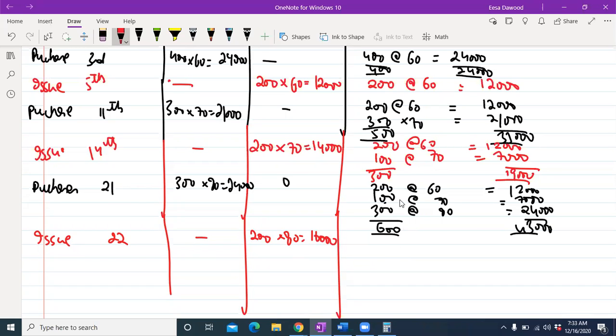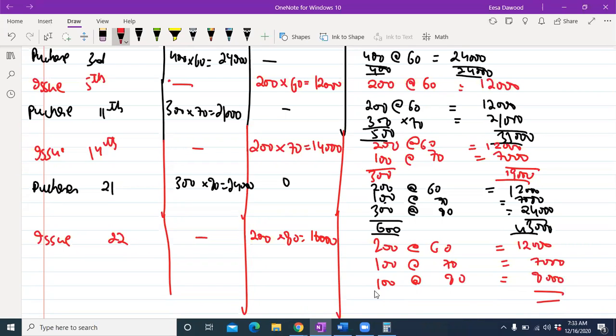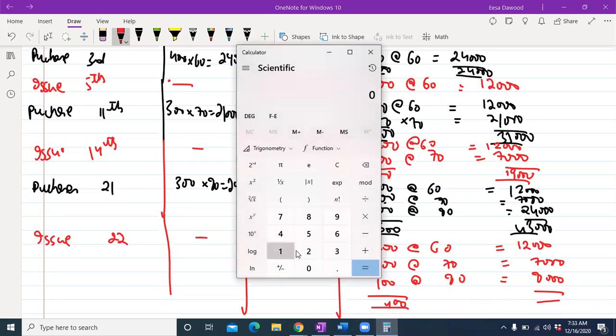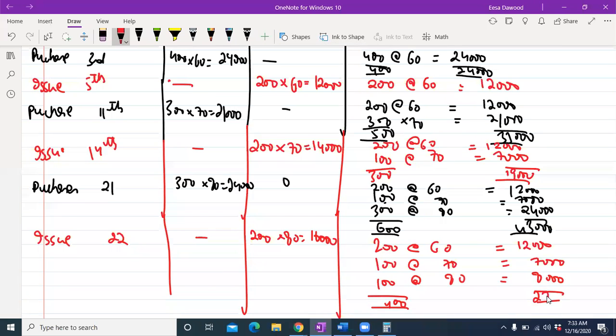It's going to be 16,000. Okay, this is there. 200 at 60, it's right there. 12,000. 100 is as is. Okay, from 300 we issued 200, and now we still have 100. Right? 8,000. So we have 400 units. 27,000.